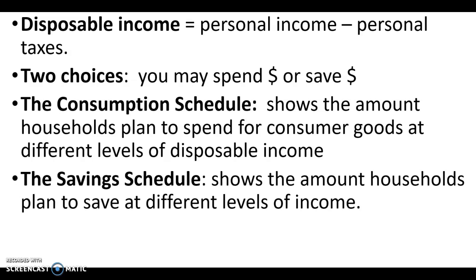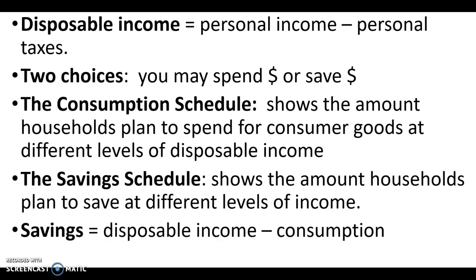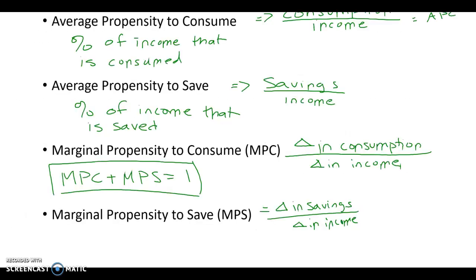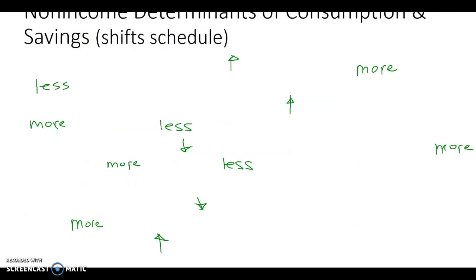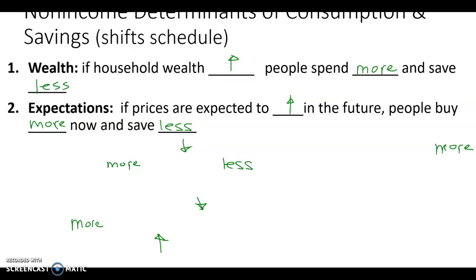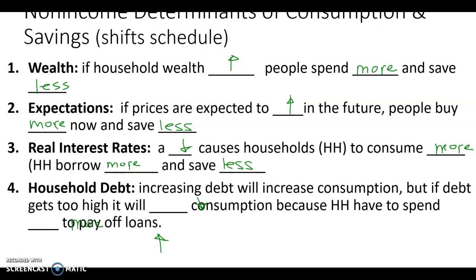The next thing we want to talk about is the savings schedule, and that shows the amount households plan to save at different levels of income. It's also upward sloping with income on the horizontal axis and savings where price would be, but savings is the money you hold on to. And then the next thing we want to talk about is what determines whether you save money or use it.